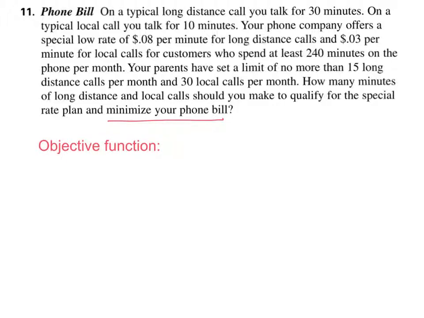So, the cost of your phone each month is equal to 0.08 cents for each minute of long distance phone calls, so there's my L variable, plus 3 cents a minute for local. So for local, I'm going to use X. And I'm going to declare my variables, L and X.